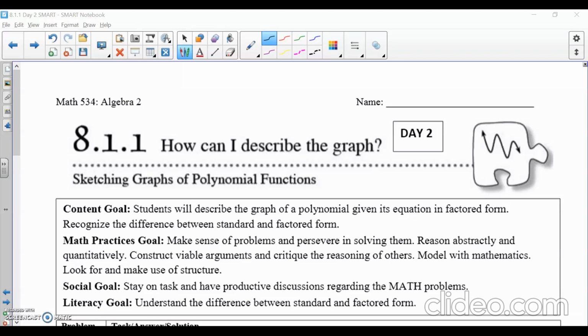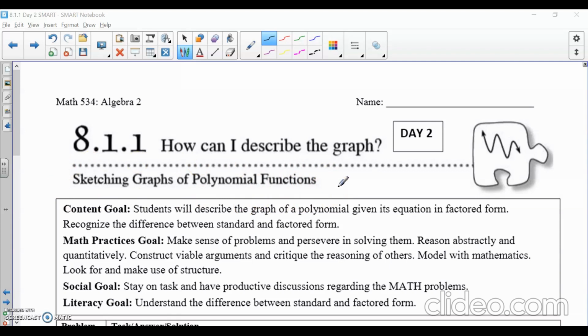Hey guys, we are going to go ahead and continue with section 8.1.1. It does have a day 2 on it. So this section is all about how to start sketching graphs of functions. And it really is just about getting to know the shape.